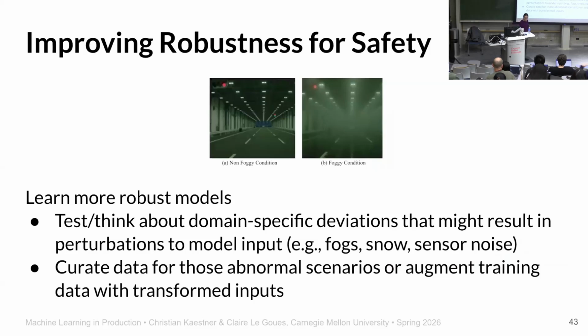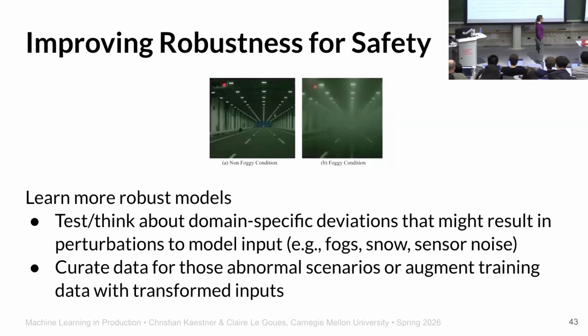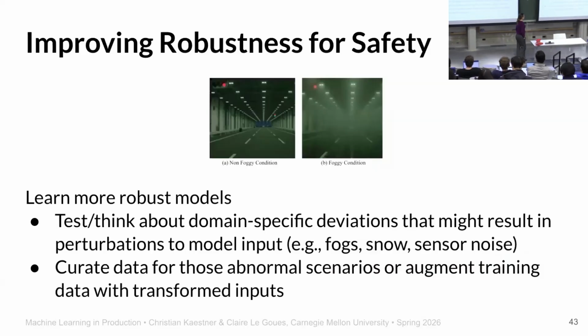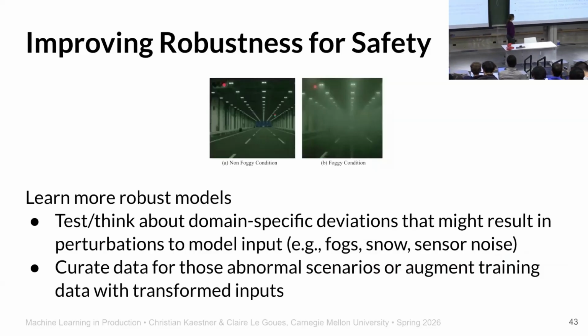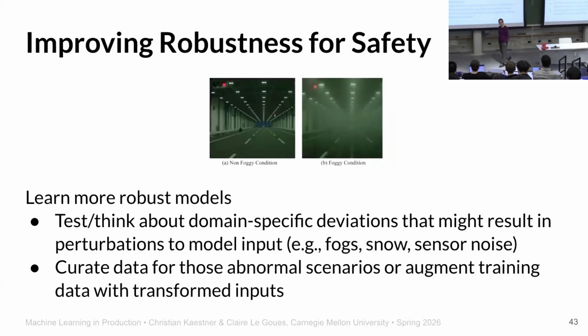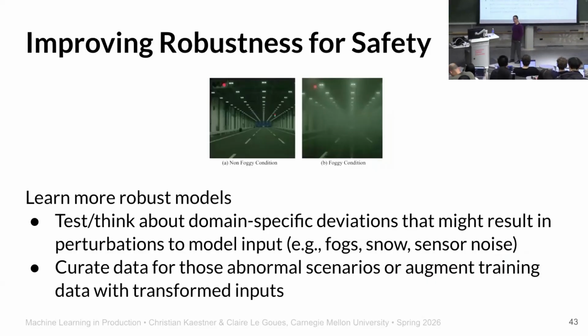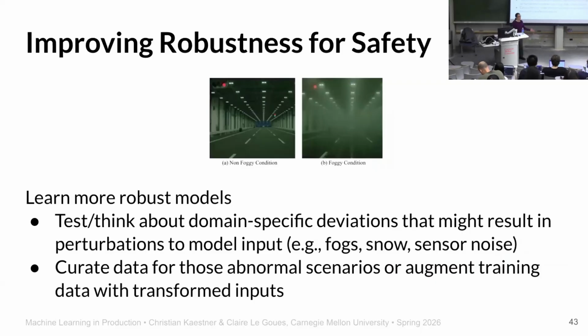Learning more robust models is also an area of research. This can help you do things like slice or curate data for abnormal scenarios or augment training data with transformed inputs. We've talked about doing this to improve model accuracy. This is another dimension along which you might evaluate and improve model accuracy.